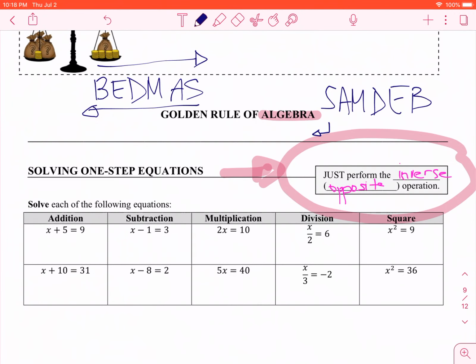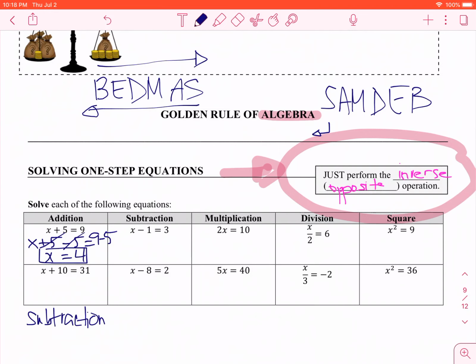Okay, so work backwards. The opposite inverse operation of addition we know is subtraction. So if it's saying x plus 5 is equal to 9, what I'm going to do is subtract 5, and I'm going to do that to both sides. So you'll notice the plus 5 minus 5 will cancel. And I'll just have x is equal to 9 minus 5, which would be 4.